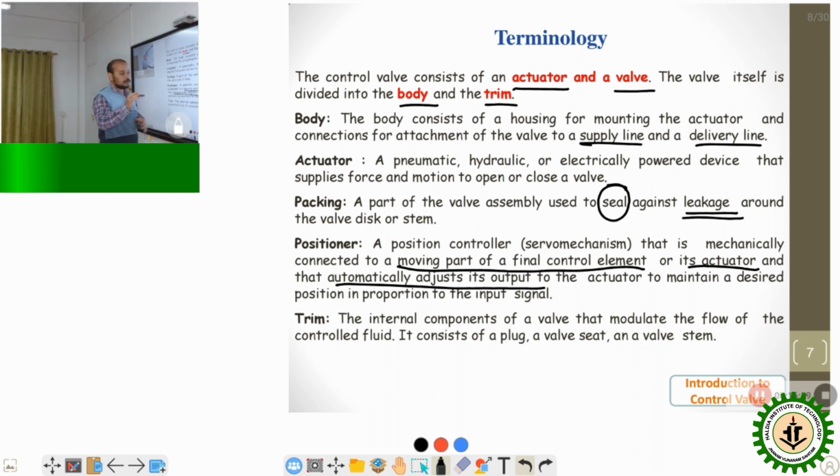Trim includes two of the main segments of the control valves, which are the stem and the plug, which we already discussed. So mainly from this particular slide, the terminology we are able to understand is that the control valve is mostly divided into two parts, the actuator and the valve. The valve will be divided into two segments, which are body and trim, and the actuator part consists of the positioner and the actuator.